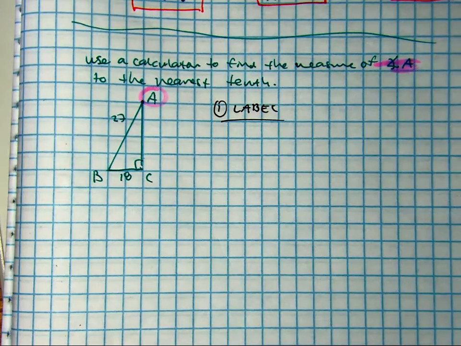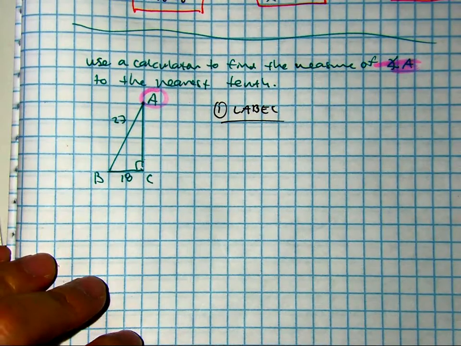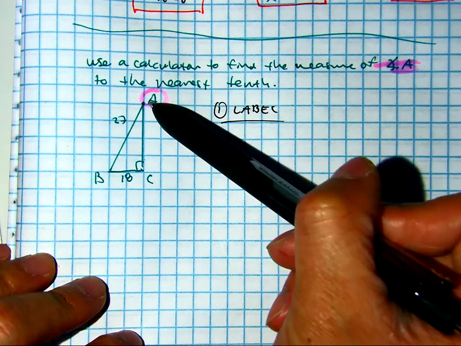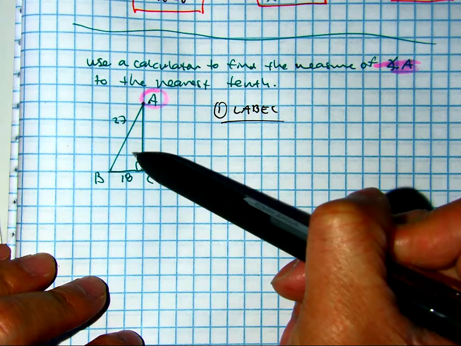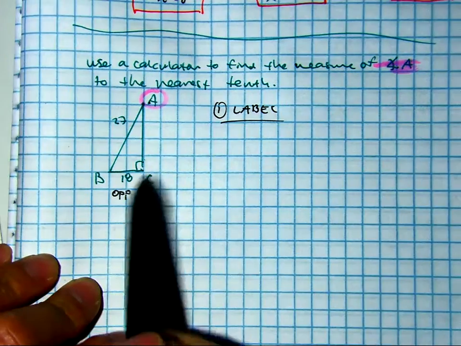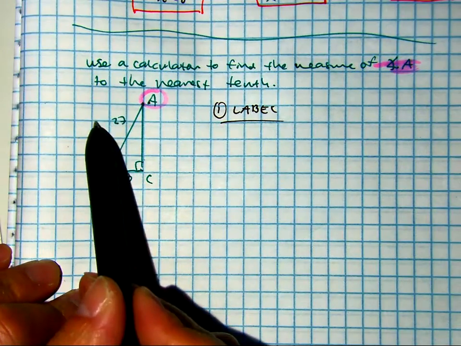Always, always, always go in this order. Class, going across is called the opposite. Going across from the right angle is the hypotenuse. And the other side is called the adjacent.